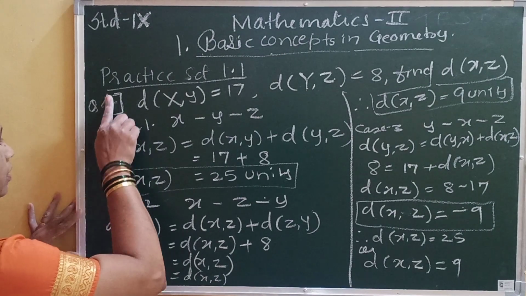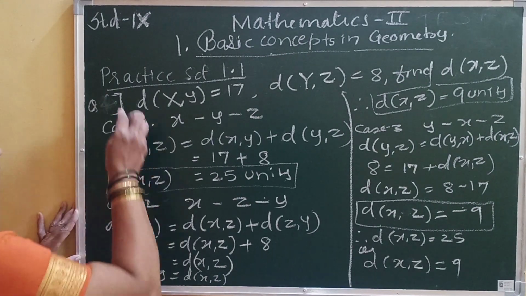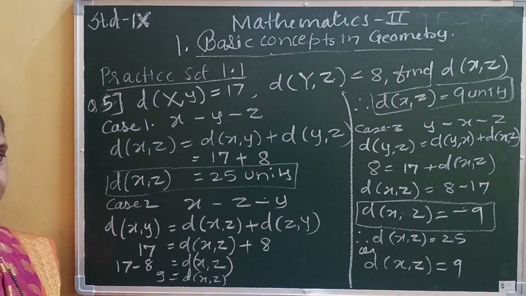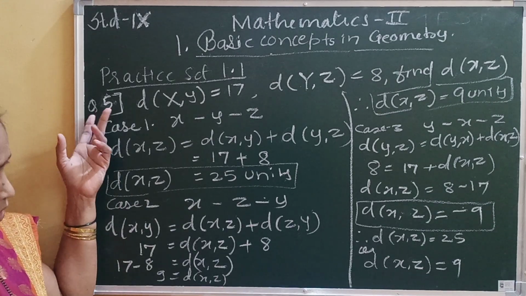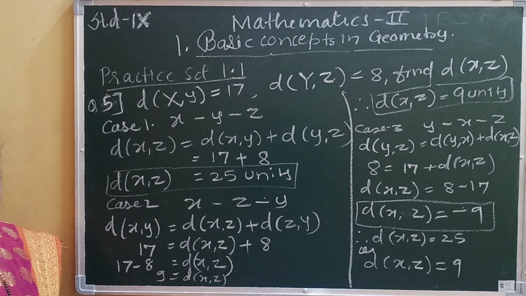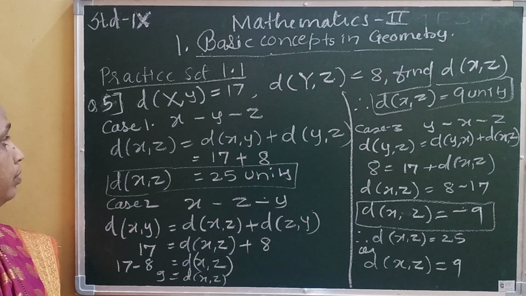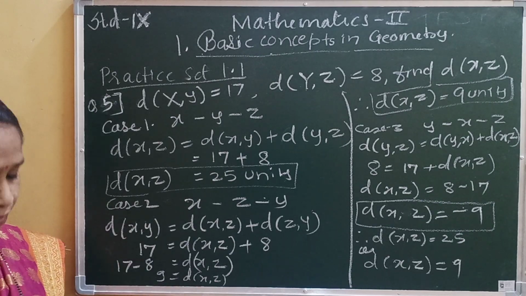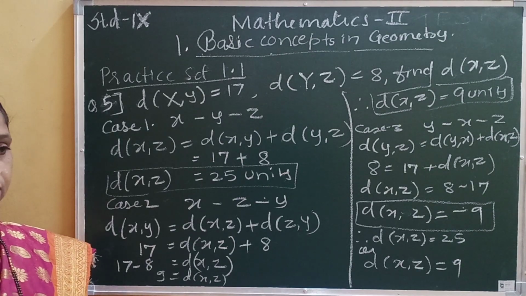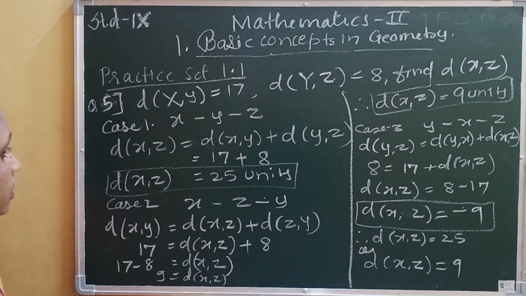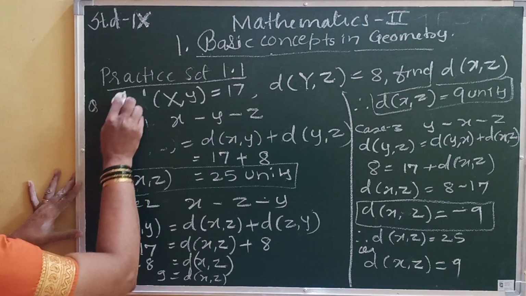Now next we have to see the next question. This is question number 5. Question number 3 we have started, 3 over, 4th over. Now this was the 5th question, and now we have to see question number 6. You have to write all this in your notebook. Now the 6th question.